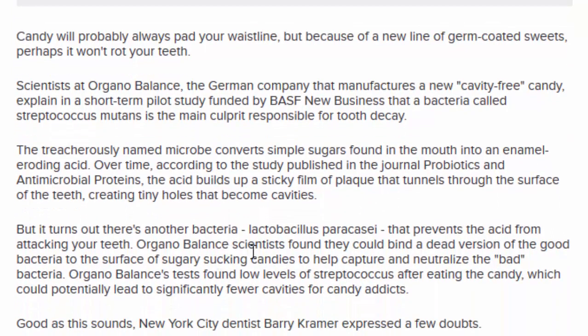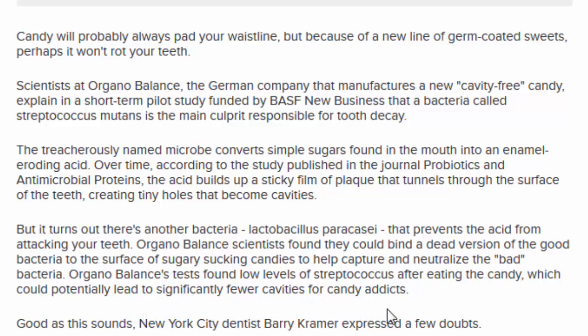But there's another bacteria, Lactobacillus paracasei, I'm sure I didn't pronounce that right, but you get it, that prevents the acid from attacking your teeth. And a lot of people take probiotics with different lactobacillus in it, as a matter of fact, for various things. But they found that if they put a dead version of that good bacteria in that candy, it helps to capture and neutralize the bad bacteria. So they found lower levels of Streptococcus after eating the candy, which could potentially lead to significantly fewer cavities for candy addicts.